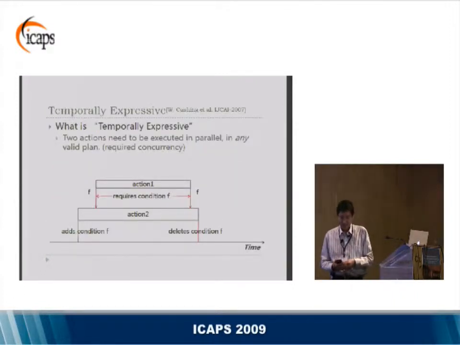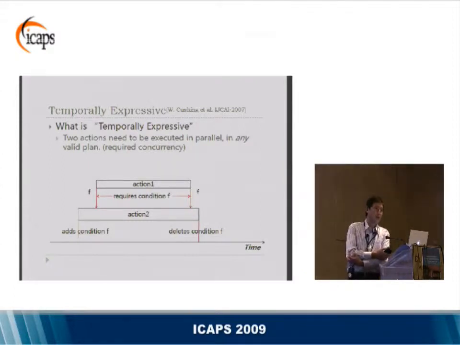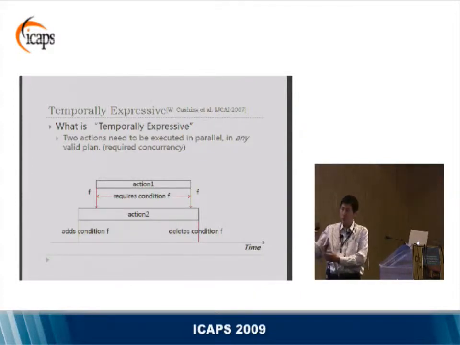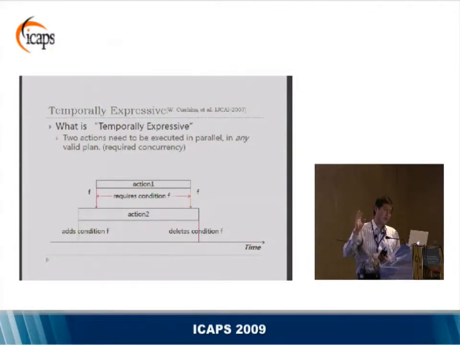So yesterday, we were already seeing a couple of talks on temporally expressive planning. So I think we are pretty familiar with the background. Temporally expressive problems are those that require concurrency. So basically, two actions need to be executed in parallel in any valid plan. For example, if there are two actions, 1 and 2, if action 1 requires a precondition F, and only action 2 provides that precondition at the beginning and would delete that fact F at the end of action 2, then of course action 1 and action 2 have to be executed concurrently. So this is one reason why the concurrency is required.